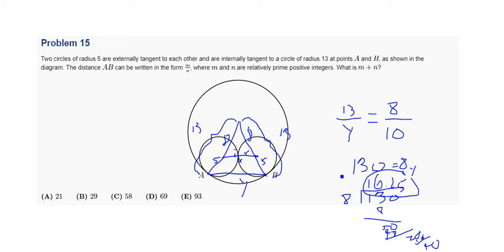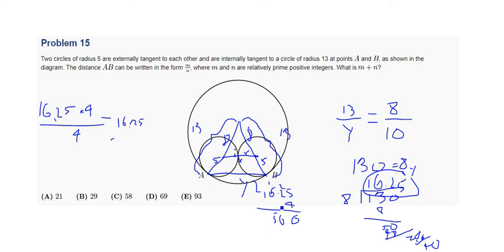But how do we write 16.25 as a fraction? Well, we know that 16.25 times 4 divided by 4 is the same thing as just 16.25, because 4 divided by 4 is just 1, and anything times 1 is itself. So let's do this. 16.25 times 4, what is that? It's 65. So we have 65 over 4.